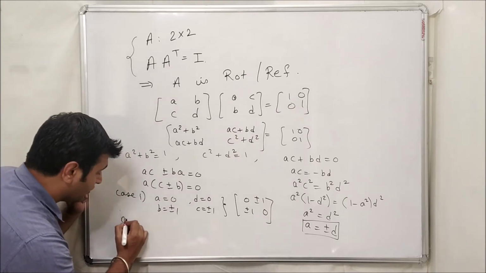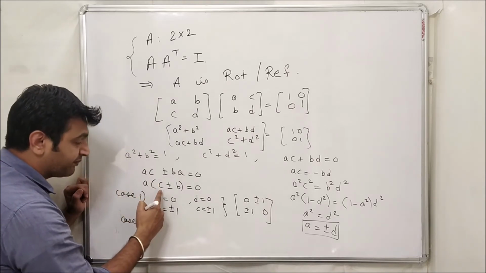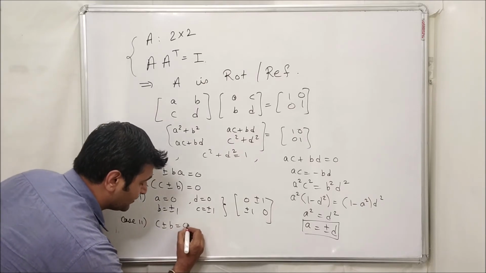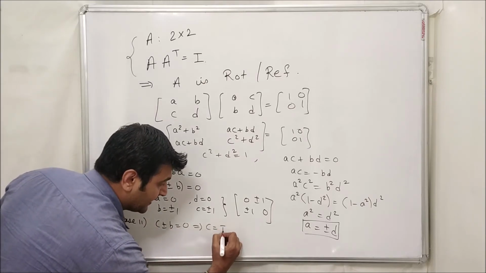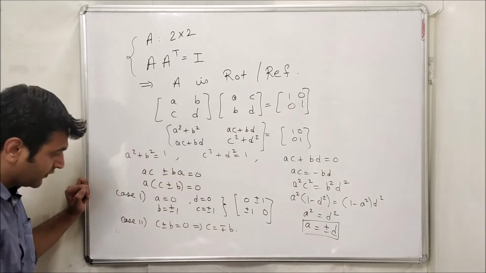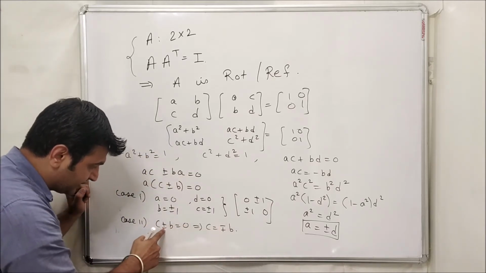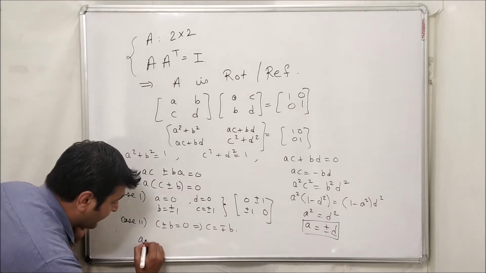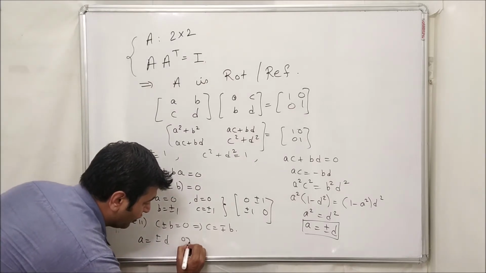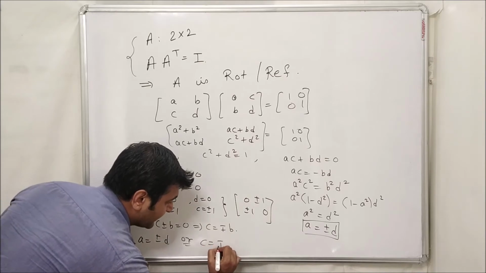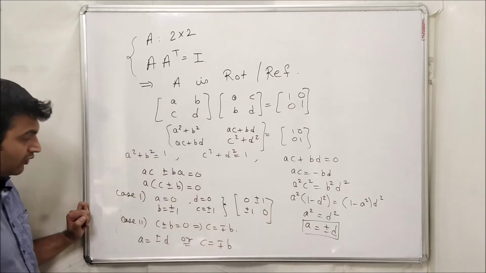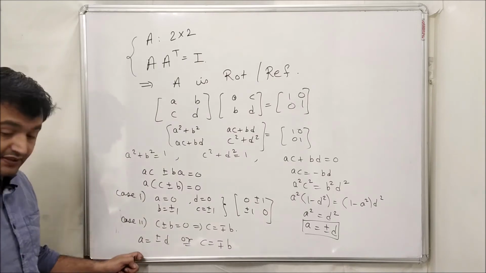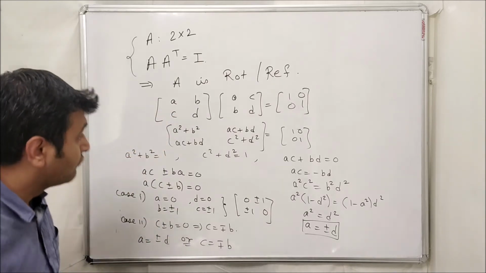Case 2: when a is non-zero, that means this term is non-zero, so the other term is 0, that means c plus minus b equal to 0. This implies c is minus plus b. For this plus you have minus, for this minus you have plus sign. So therefore you have a is either plus minus d, and c is equal to minus plus b. Now you plug in these quantities in the matrix A. So what do you have?